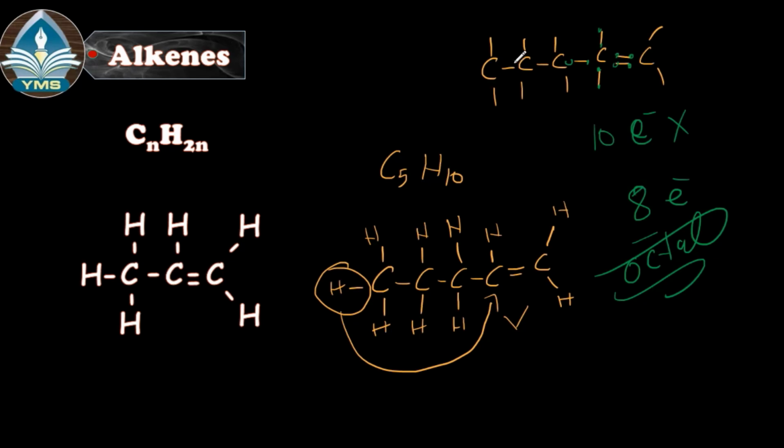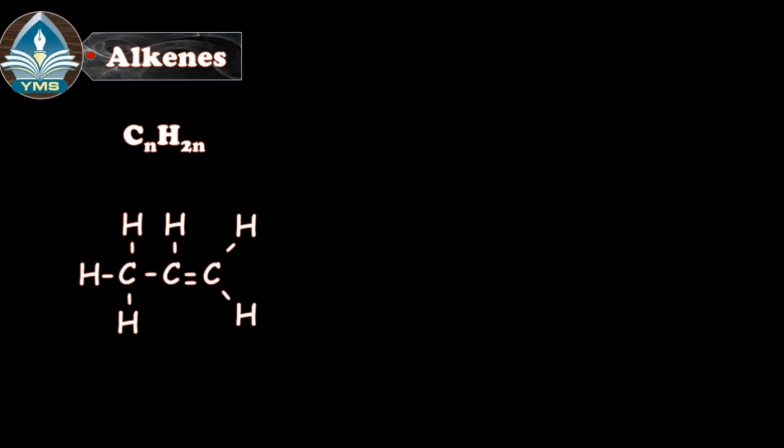And another mistake is this: 1, 2, 3, 4, 5, 6. Only 6. And this is not full octet. It needs to have 8. So the best way to achieve this is to draw it like this. The last one before the last one should be saturated. So we will not draw it here. We will keep it here in its place. So this is how we draw the alkenes.